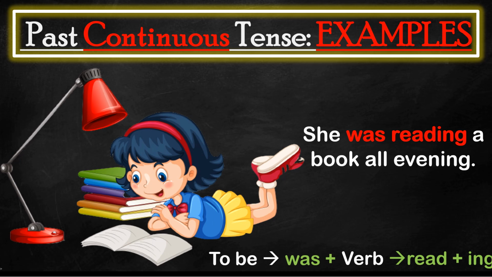Let us look at one more example for past continuous tense. The sentence is, she was reading a book all evening. Here, because there's one person, we would use the past verb was, and the root word is read. I would add the suffix ing to make it a continuous tense. So therefore it becomes was reading.